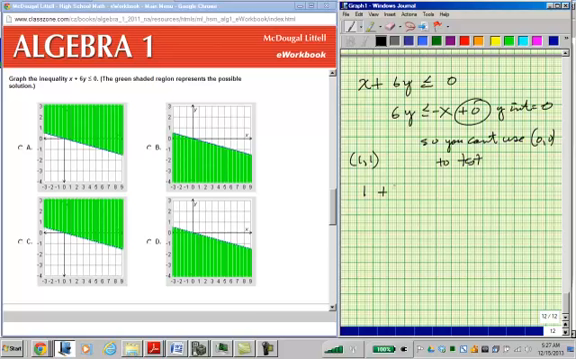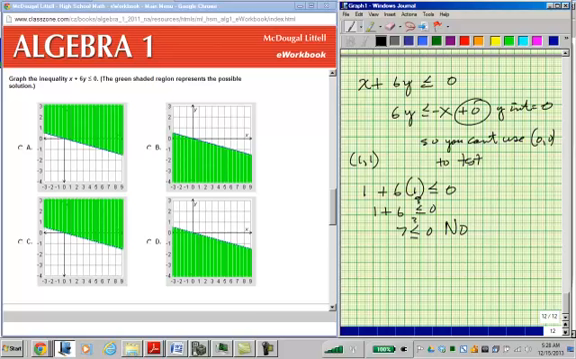So 1 plus 6 times 1, is that less than or equal to 0? So that's 1 plus 6. Is 7 less than or equal to 0? No. So 1, 1 is not in the solution region. Now we said that the answers had to be A or B because it's less than or equal to. So 1, 1 is not in the solution region, so it must be shaded below the line. So the answer has to be B.